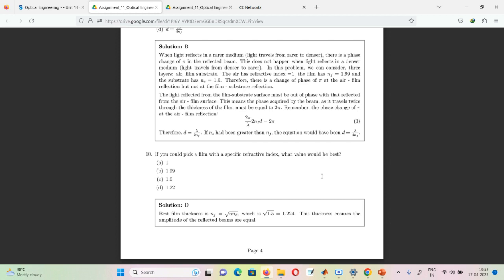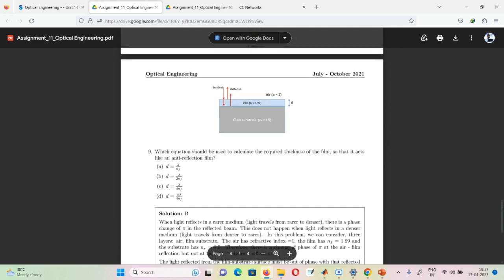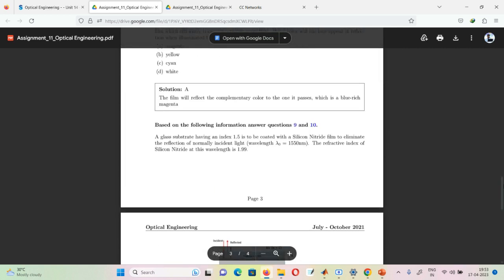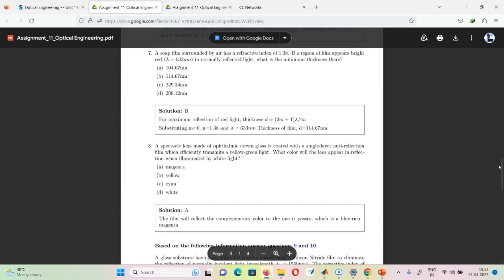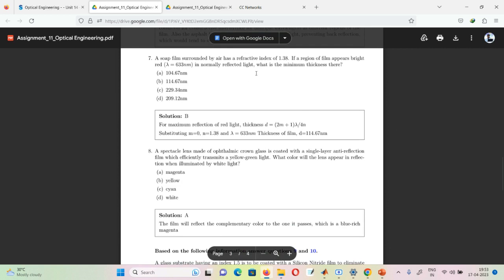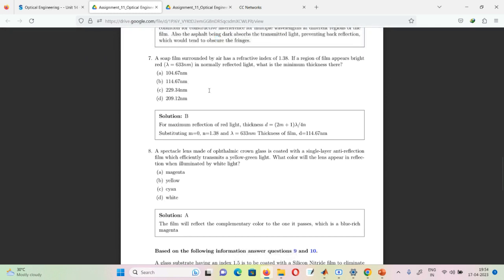Now you see, they are asking which is the least thickness. Now you are seeing the question which we solved just now. What is the minimum thickness there? You got 114.67 nanometer. This is the minimum thickness.